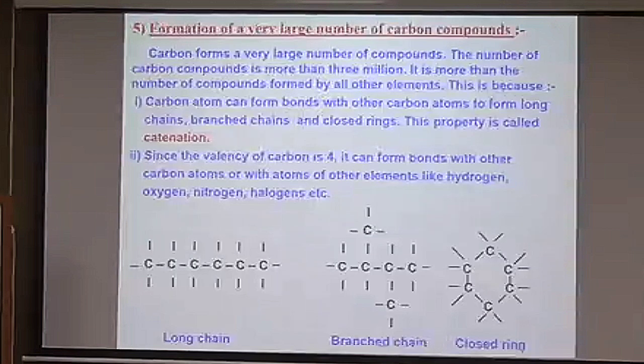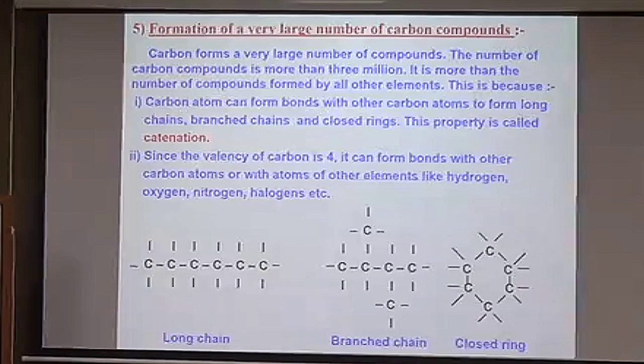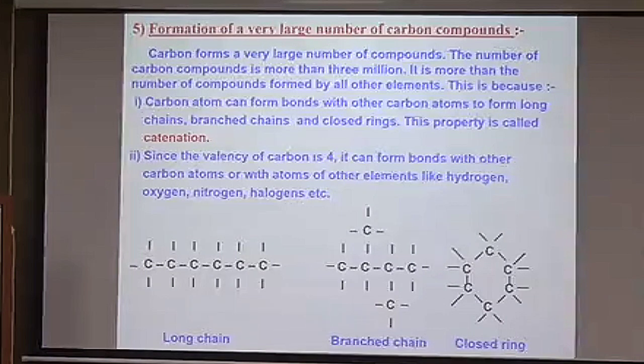Then let us understand. I just gave a statement that carbon forms very large number of compounds. Actually, the number of carbon compounds outnumbers the compounds formed by all other elements together. Let us find why does carbon form such a large number of compounds. So there are 2 properties of carbon which enable carbon to form large number of compounds. One is catenation and other is tetravalence.